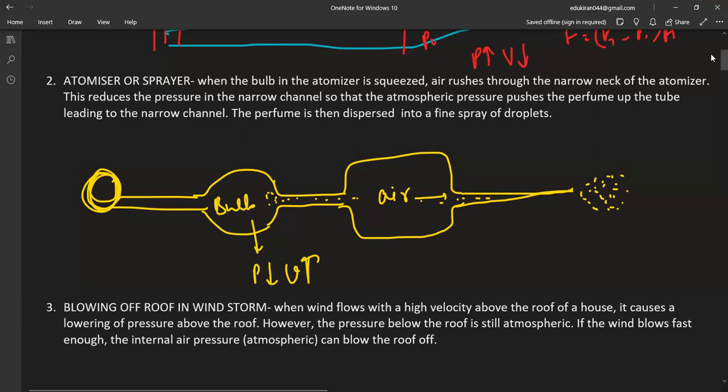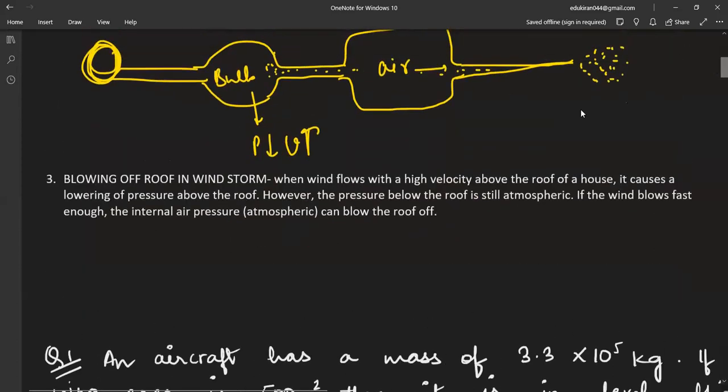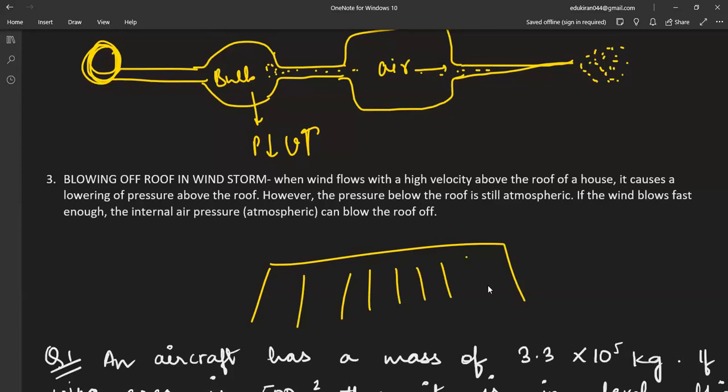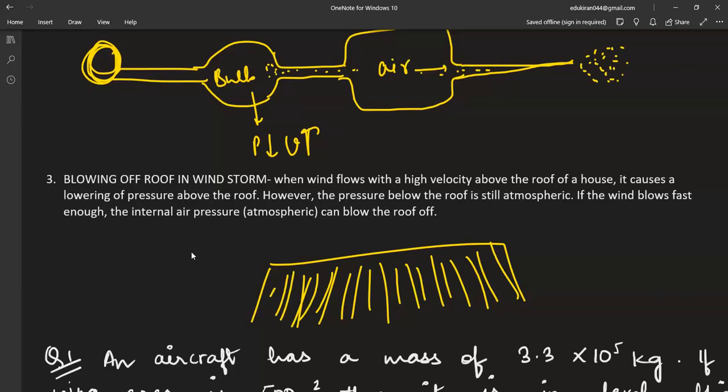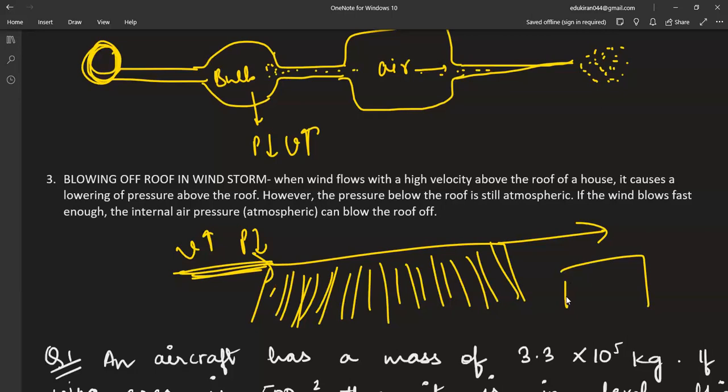One last application that we have of Bernoulli's is blowing off the roof in the storm. See, those roofs which are made not of the cemented materials, the light roofs which we have, when the storm passes, what happens here in the upper region, this side, the pressure decreases and velocity increases, which results in getting swiped off. Like if this is the house, the roof moves up.